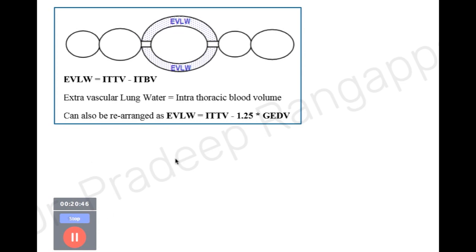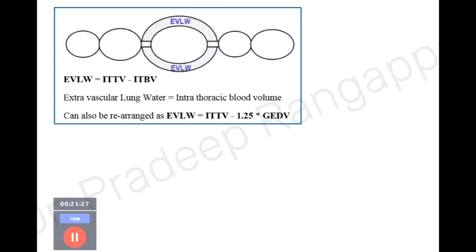And the other distinct advantage of PICO in comparison to your pulmonary artery catheter is that extravascular lung water is calculated. So this is pulmonary artery, this is the RA, this is the RV, this is the LA, this is the LV, right? Extravascular lung water is calculated as intrathoracic thermal volume minus intrathoracic blood volume. Or it can even be calculated as intrathoracic thermal volume minus 1.25 times global end diastolic volume. All this you don't have to memorize. Once you do a thermodilution, the machine automatically does all these calculations and gives these numbers. But you need to understand how these are derived as a concept.